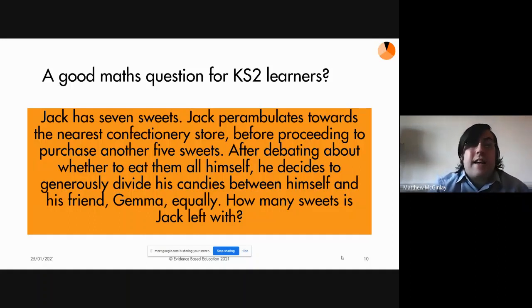So Jack has 7 sweets. Jack perambulates towards the nearest confectionery store before proceeding to purchase another 5 sweets. After debating whether to eat them himself, he decides to generously divide his candies with his friend Gemma. How many sweets is Jack left with? What we have there is a question that's trying to assess a student's division ability.